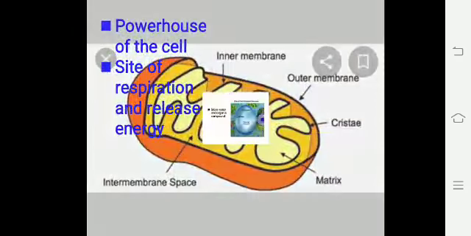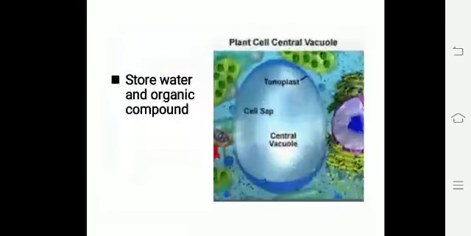Then the next one, vacuole. My dear students, this vacuole we can see only in the plant cell. If it is there in the animal cell, it is very small. If you see here, they are quite large in the plant cell. This vacuole is surrounded by a membrane, and that membrane is called the tonoplast. In the diagram you can see the tonoplast. This vacuole is filled with a fluid called cell sap.